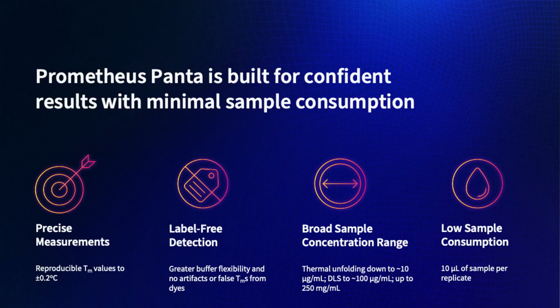The Prometheus Panta is an easy-to-use instrument that gives you high-resolution data about your ADCs while using a minimal amount of sample. Among the benefits, the Panta offers precise measurements and gives you high-resolution data so you can detect subtle differences between your candidates. Label-free detection, which gives you flexibility in the types of buffers you can use and prevents any dye artifacts. Accommodates a broad range of sample concentrations, meaning you get predictive data about your ADCs without needing highly concentrated samples. And low sample consumption, so you can get multiple stability characteristics about your ADCs with just a small amount of sample.